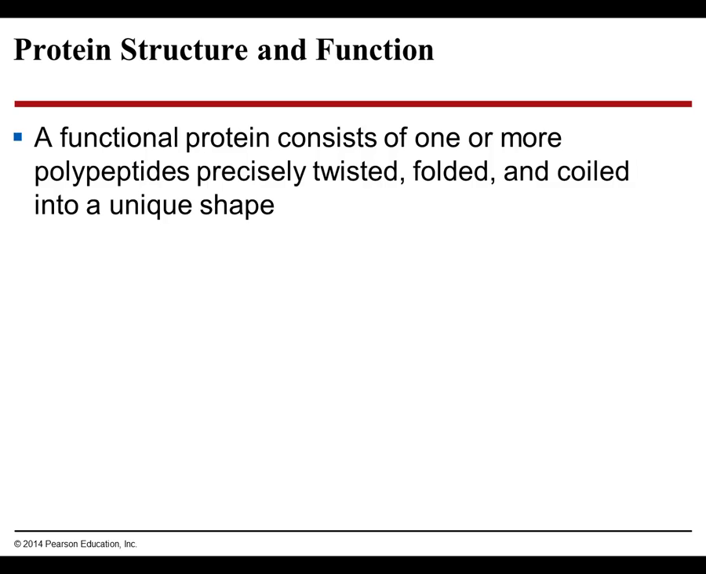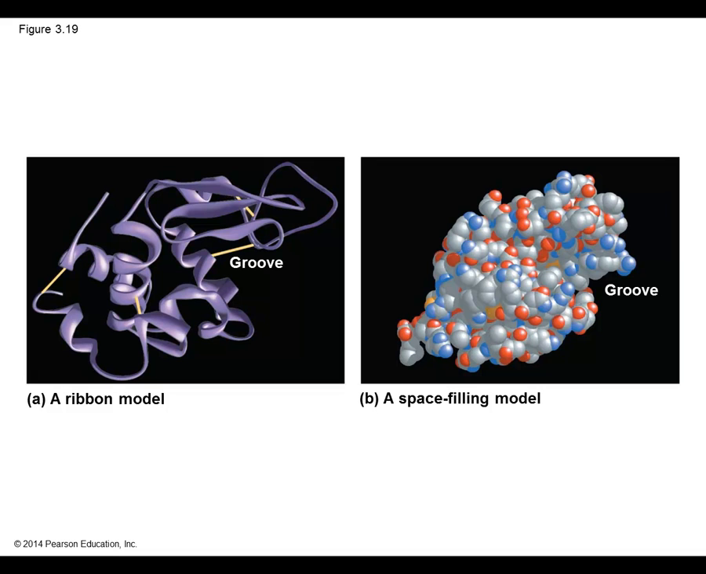Functional proteins consist of one or more polypeptides folded and twisted in some unique three-dimensional shape. This example shows two different ways to show that shape. This is a lysozyme that we have present in our sweat and tears and saliva. Its job is to remove bacteria by digesting them. And you can see the difference between the ribbon model in A and the space filling model.